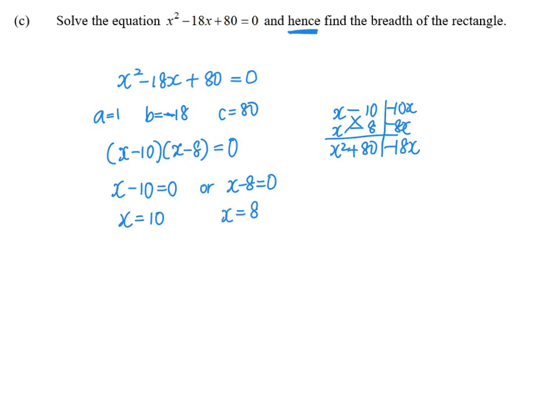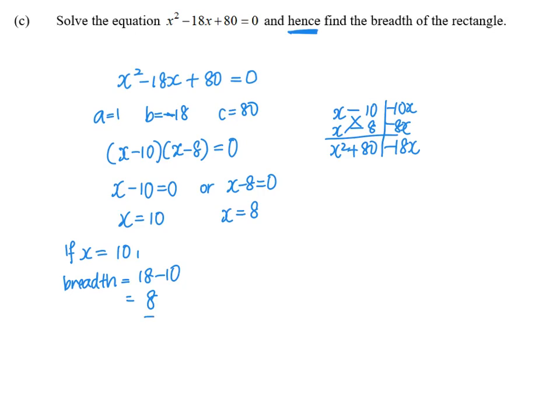Okay, let's take a look. How do I know what answer to make use of in this case? Both of them are positive. The question is talking about the width. Width for x is actually a length, so both cases are acceptable. Let's consider a case if x is 10, then the width is 10, then the breadth will be 18 minus 10. That gives me 8 cm.